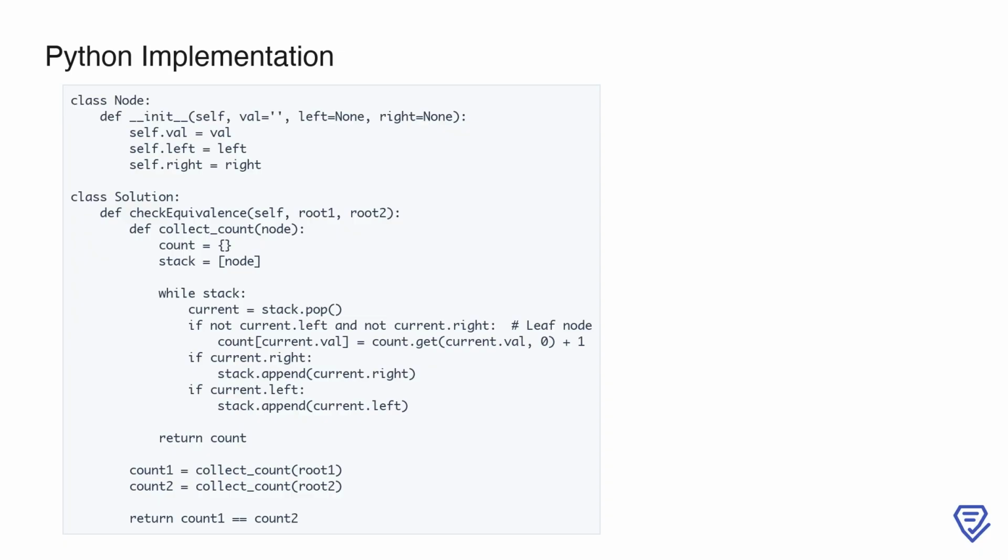Once the variable counts are collected for both trees, count 1 for root 1 and count 2 for root 2, we simply check if the two dictionaries are identical. If they are, the trees are equivalent, otherwise, they are not. This approach ensures efficiency, as each node is visited once, making the time complexity O(n plus m), where n and m are the number of nodes in the two trees. The space complexity is also O(n plus m), due to the dictionaries and stack usage for traversal.